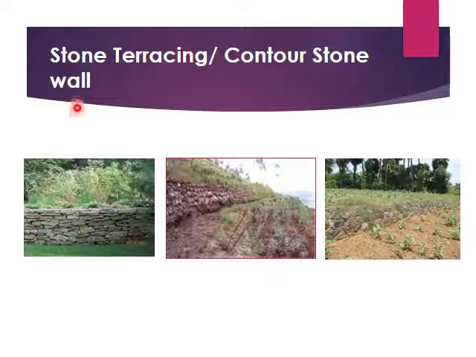The last one is stone terracing, or contour stone wall. Here we select uniformly shaped stones and place them over the soil. See here, in this place, we are placing the stones on the soil. It will control soil erosion, and it also gives some support.